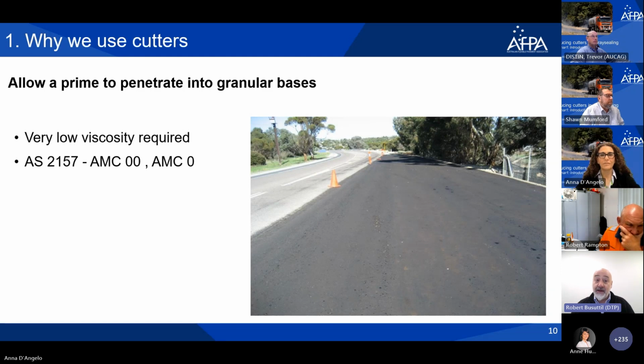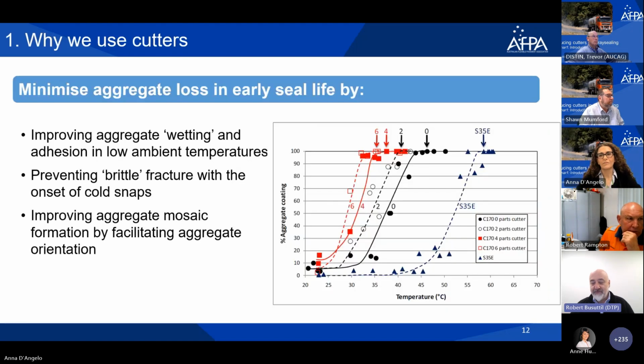And there are grades of prime that are specified in the Australian Standard 2157, and they're the AMC 00 and AMC 0, generally the two grades of prime that we use, and they've been used for a long time and used quite successfully. Now, there are other options there. There's emulsion primes as well, but I think at the moment, generally, a lot of priming is done with cutback bitumen. So that's one reason why we add cutter, to get a very low viscosity for priming.